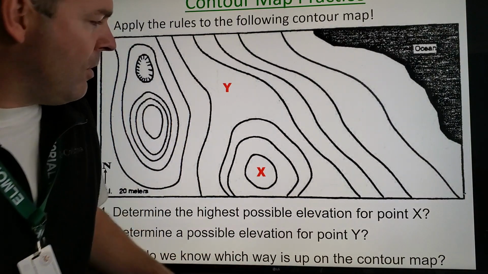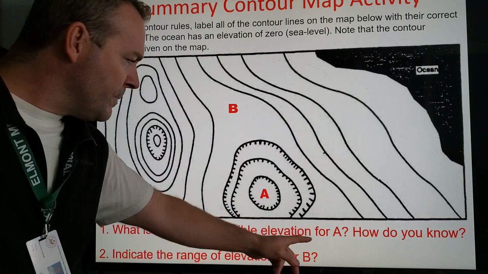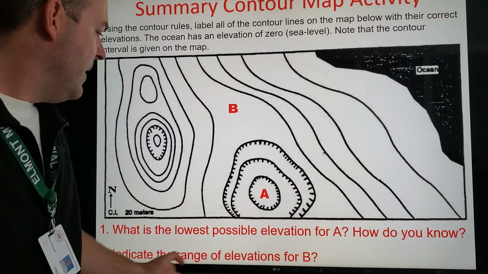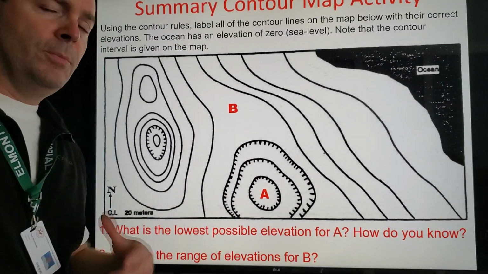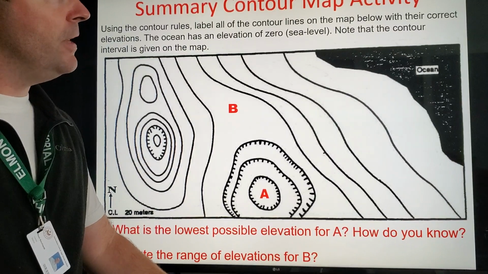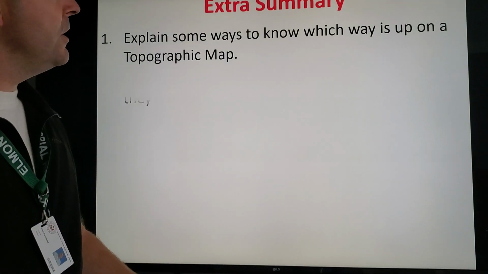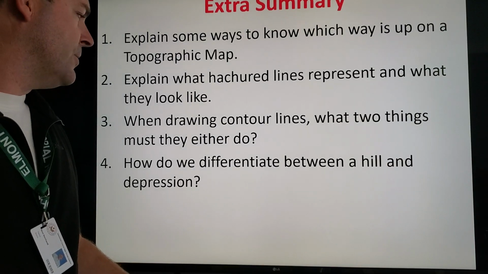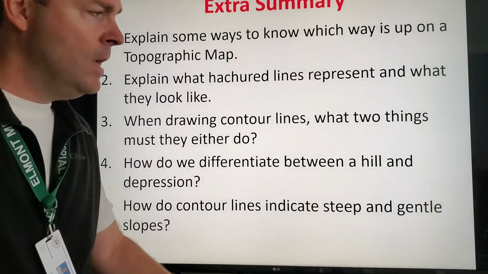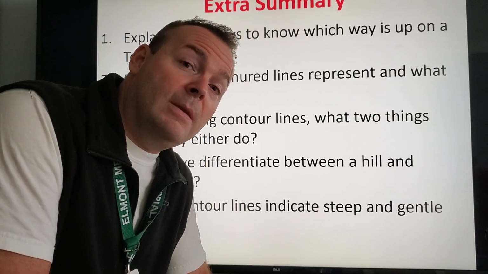And I threw one more map at you here with similar questions, right? Lowest possible elevation of A, and the range of elevation for B. So please work hard on those over the next few minutes. We'll go through those in the meet in just a minute. And of course, there's some summary questions I'd like you to answer as well. All right. So again, take your time on that, do your best, and we will meet back in the meet momentarily.